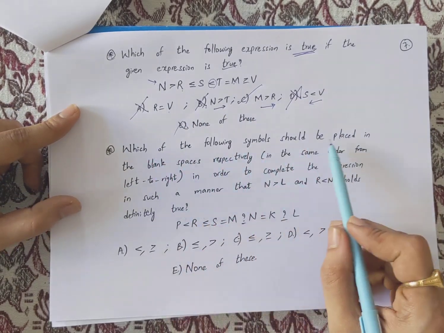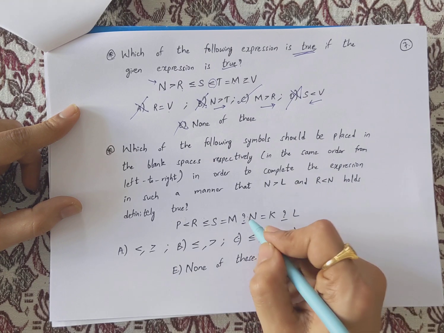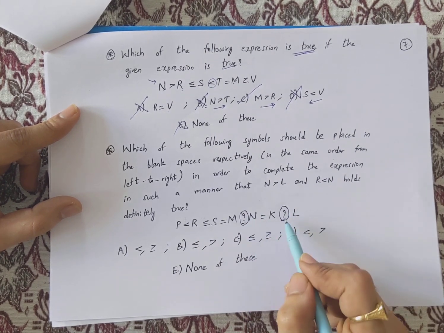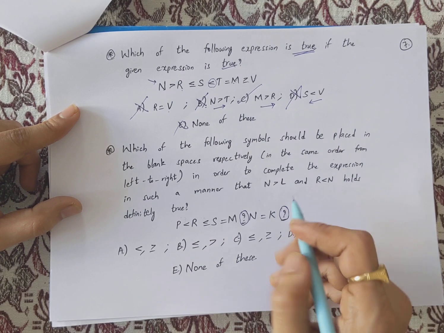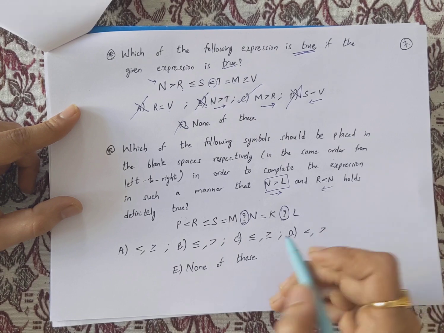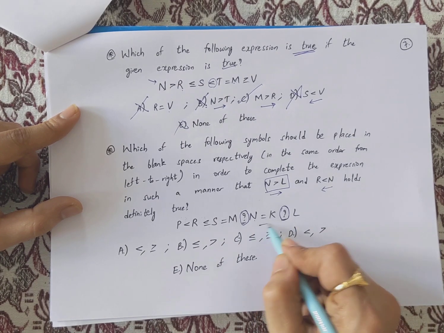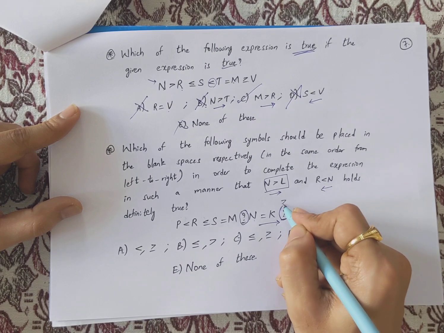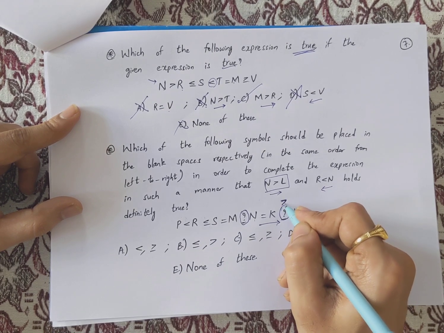Similarly, which of the following symbols should be placed in the blank spaces? So we need to find these two signs in such a manner that N greater than L. From N we need to move to L. N is here, we need to move to L. No equals here. So here the correct fit is greater than.